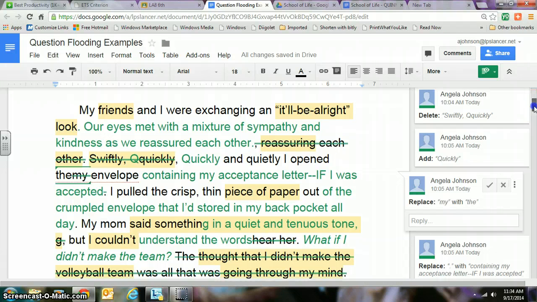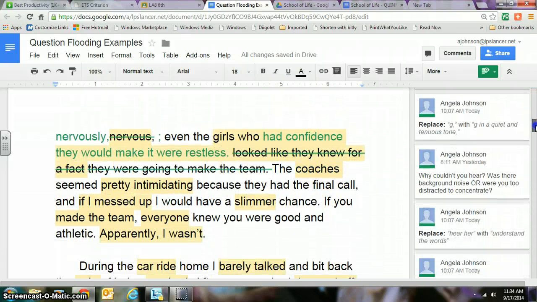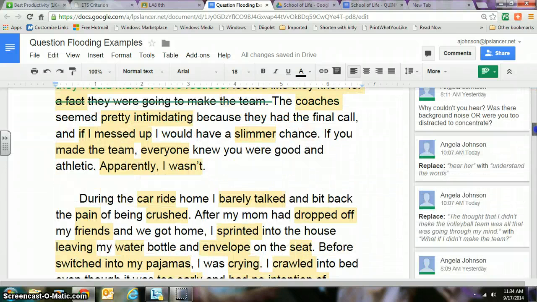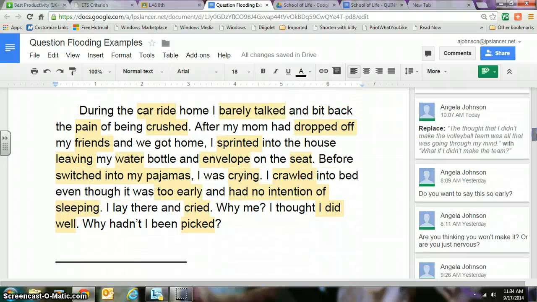I'm going to continue my revision where I left off last hour. In fact, I'm going to start with this last paragraph, we're going to do this last paragraph together. All right? So as you guys are going through, stay with me. I need your eyes up here. As you guys are going through your document, you're going to use your question flooding questions to help you come up with things to revise.